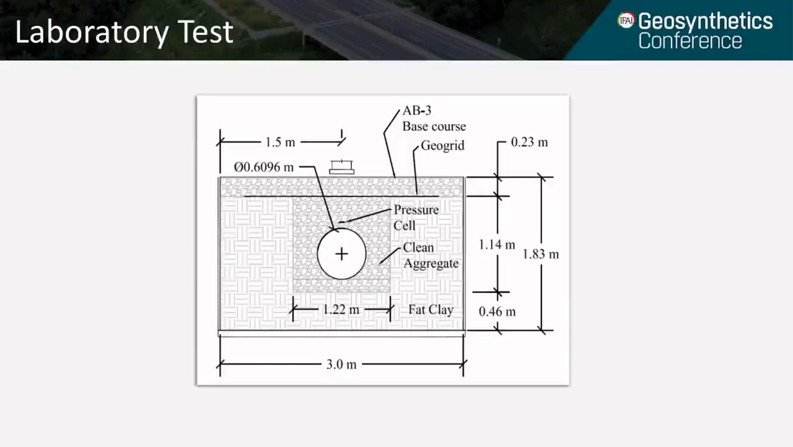A 2.5 by 2 meter long polypropylene geogrid was centered above the pipe. And finally, a 230 millimeter layer of compacted AB3 base course was placed above the pipe in 2 lifts.